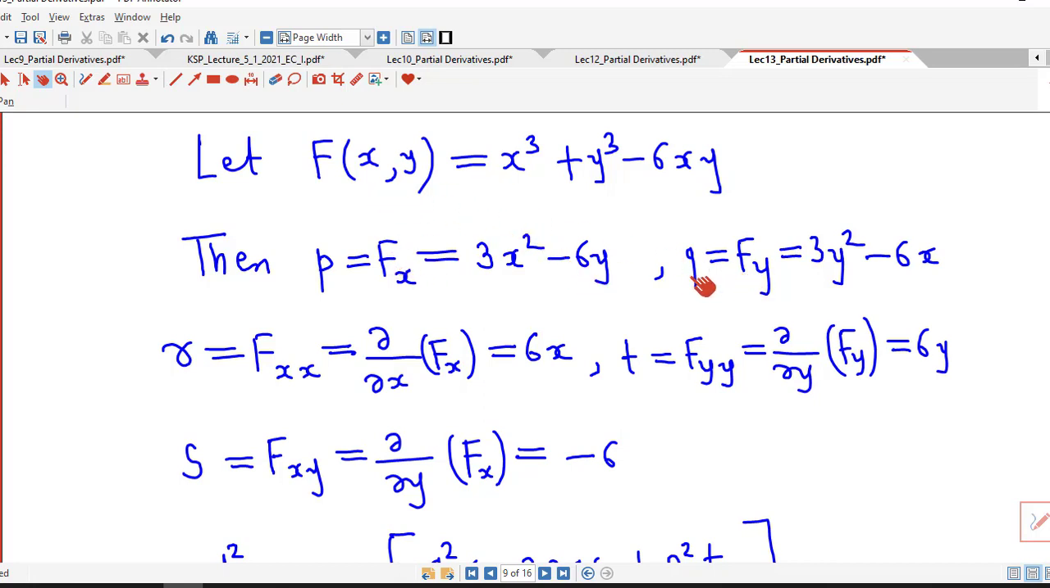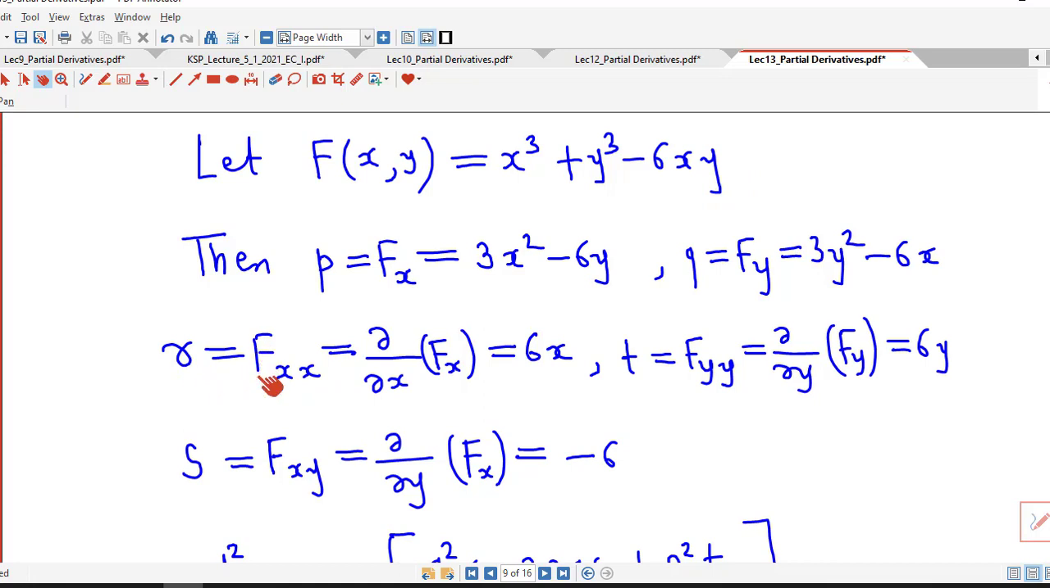Del f by del y, which is small q, is: x cube has 0 derivative because it is constant, because we are differentiating with respect to y. Derivative of y cube is 3y square, minus 6x is constant, derivative of y is 1.